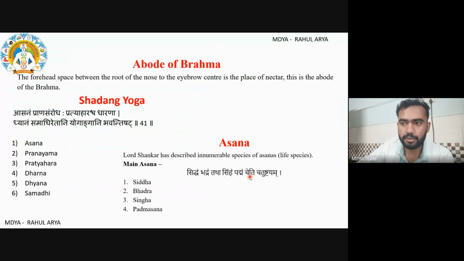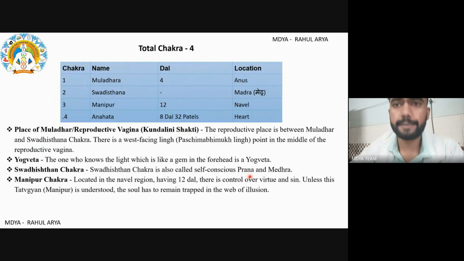the Sadang Yoga, the main asanas, Siddhasana, Bhadrasana, Singhasana, and Padmasana, total chakras, 4 chakras, Muladhar, Swadhisthana, Manipur, Anahata. Muladhar, 4 dal, location anus; Swadhisthana, 6 dal, description there, Medra location; Manipur, 10 dal, navel location; Anahata, 12 dal, heart location.